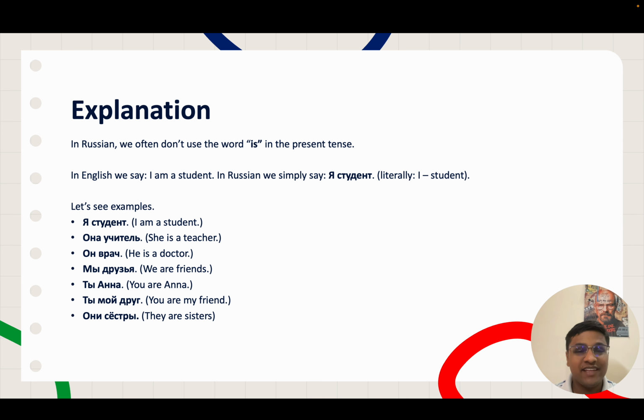We next have Ani Siostri. Ani is the pronoun for they and Siostri means sisters. Ani Siostri. They sisters. They are sisters. As you can see, there are no verbs in this sentence. It's very simple.